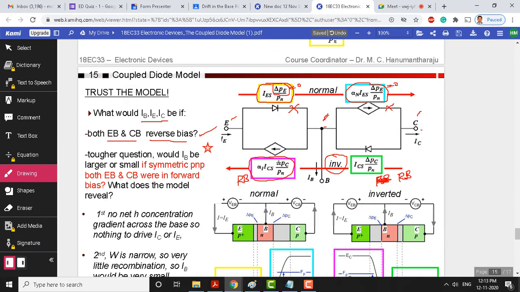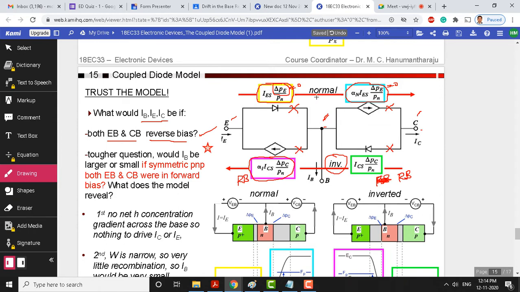So, when delta PC becomes 0, this term gets eliminated, and since delta PC is present here, this also gets eliminated. What will happen now? Between the emitter and the collector, it is just an open circuit. So, this model tells us that when the emitter base junction and collector base junction are reverse biased, there is an open circuit between the emitter and collector.